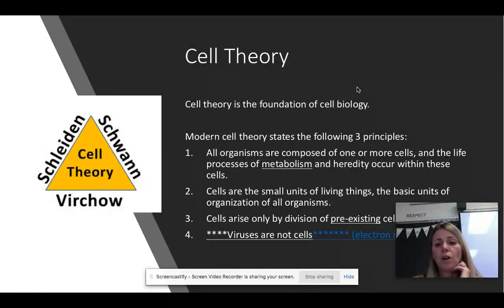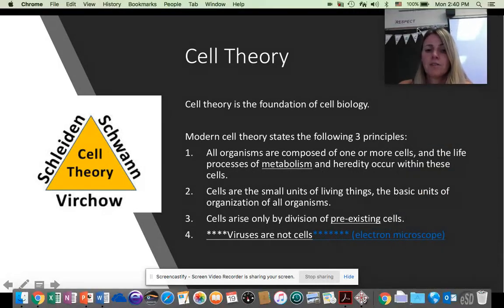All organisms are composed of one or more cells. If you're one cell big, you're unicellular. If you're more than one cell, we call you multicellular. Cells are the smallest units of living things, which is the basic unit of structure and organization of all organisms. And also, finally, cells can only come from other cells.